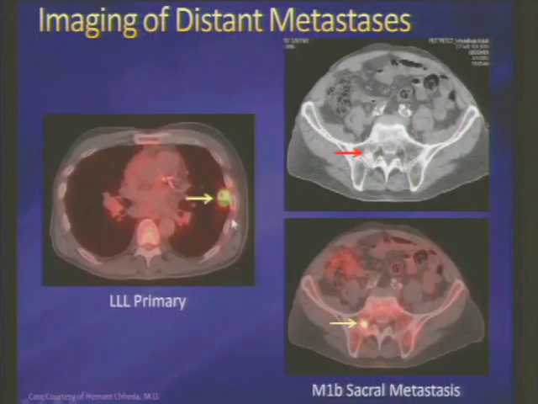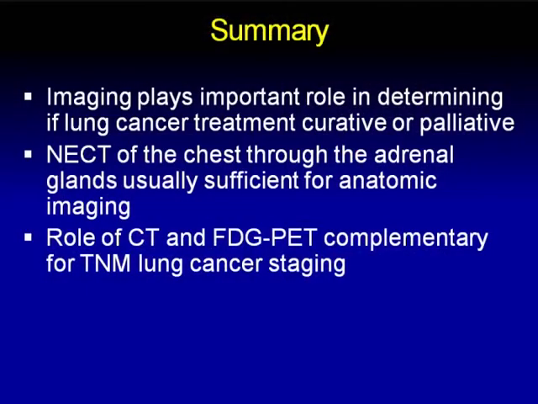Example here, this PET positive left lower lobe primary, and you can see, at least anatomically, there is a little area of sclerosis here in the sacrum on the right, which correlates with an M1b sacral metastasis. Okay, so to summarize, imaging plays an important role in determining lung cancer treatment, whether it's curative or palliative. While certainly a lot of us prefer CT of the chest done with contrast, non-enhanced CT of the chest through the adrenal glands is usually sufficient for anatomical imaging, and the roles of CT and FDG PET are complementary for TNM lung cancer staging.